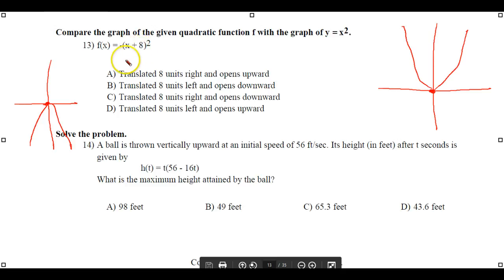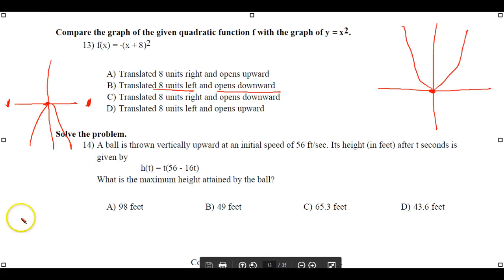What did we say when that +8 is included inside the parenthesis to be squared? Does it move it to the right out here, 8 units? Or does it move it to the left, 8 units? And we said when it's inside the parenthesis, it's opposite sign. So it's going to be translated 8 units to the left, and it opens downward.